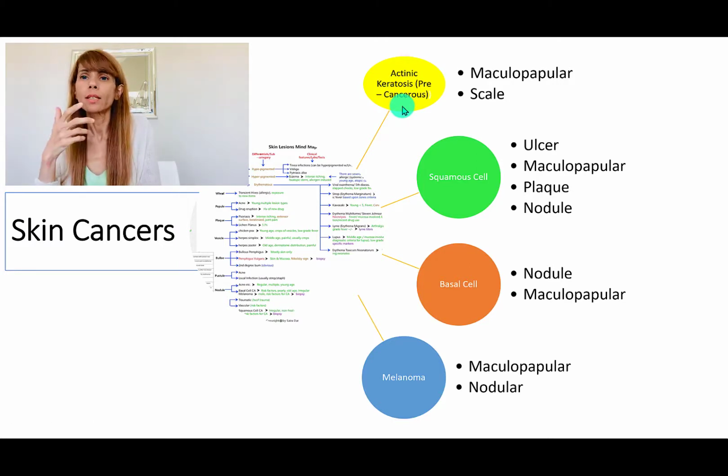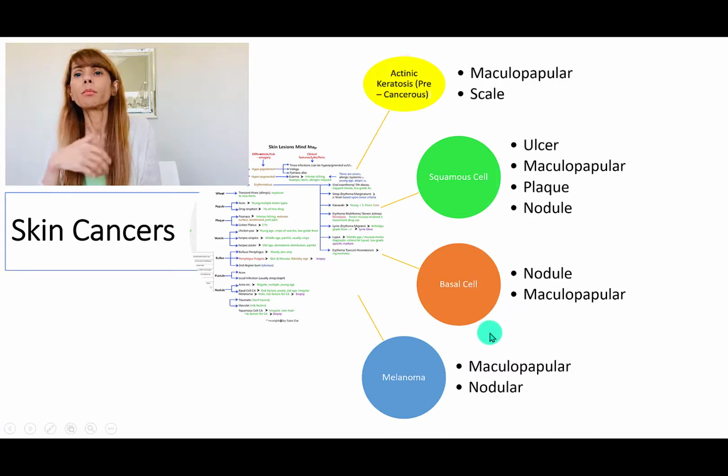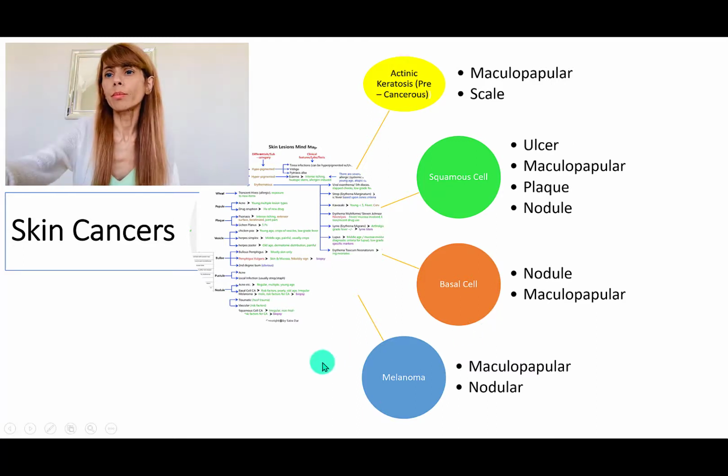Then there is squamous cell cancer, where you will see ulcers, maculopapular lesions, plaques, and sometimes nodules. And then the biggest thing where you see the nodule is going to be basal cell cancer. And lastly, there is melanoma, which can also show in the form of nodules.